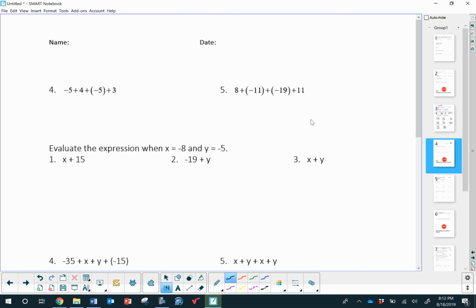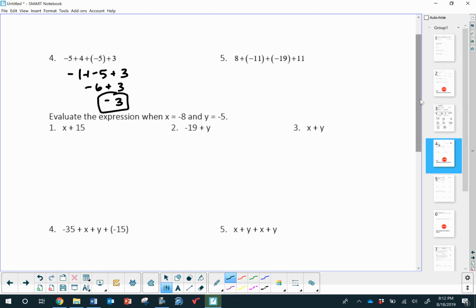All right, number 4 and 5 at the top, we're doing the exact same thing. So negative 5 plus 4 is going to be negative 1, plus negative 5 plus 3. Negative 1 plus negative 5 is negative 6, plus 3, which then we have opposite signs. Subtract and take the sign of the larger. My answer is negative 3.